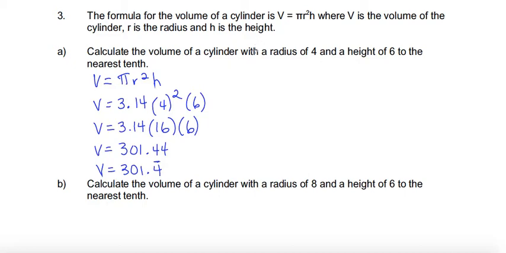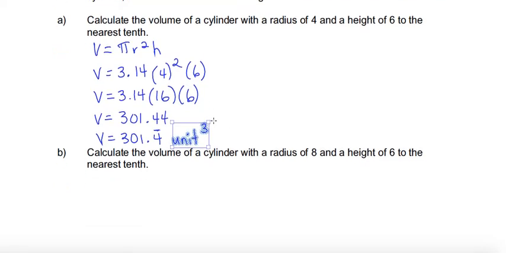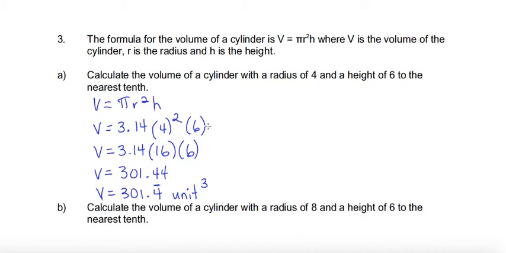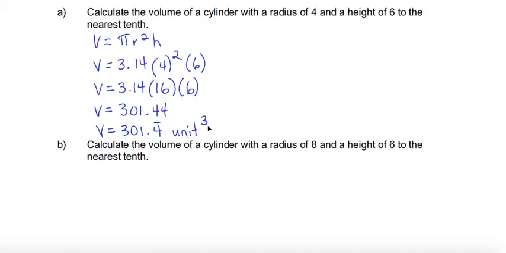And I want to include my units. So it tells us, actually doesn't tell us our units. So we don't know whether this is being measured in centimeters or meters. So we can just put 301.4 and then we can write the word unit. And because it's volume, it's cubed. So if you wanted to put this as a meter or a centimeter instead of writing the word unit, you can do that as well. And if I don't give you the units, you can also just keep it as 301.4 as your answer and then leave out this part right here.